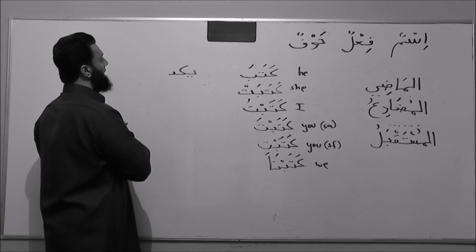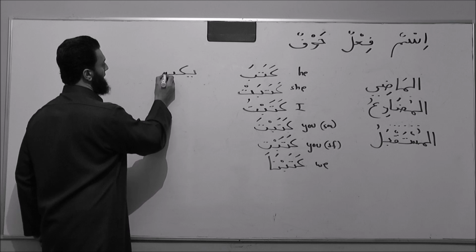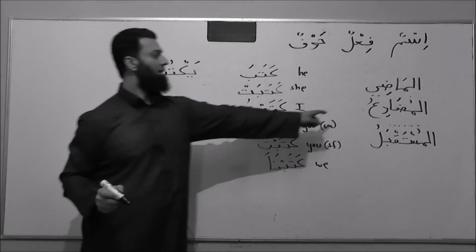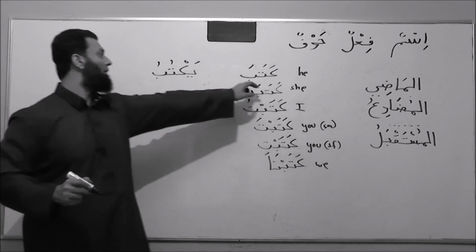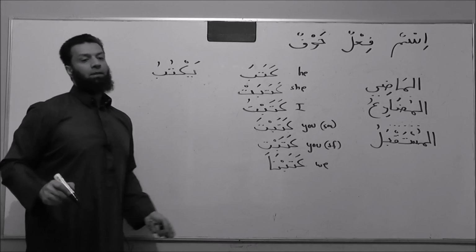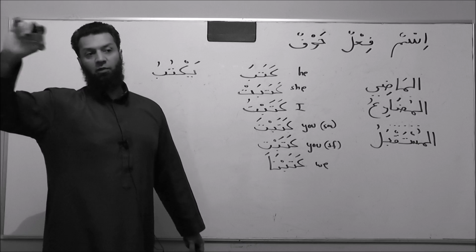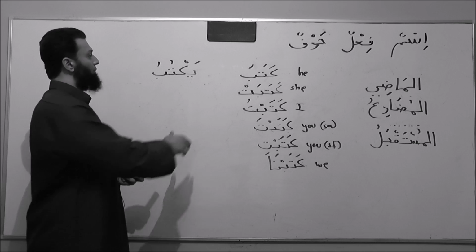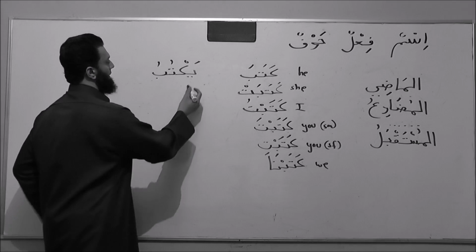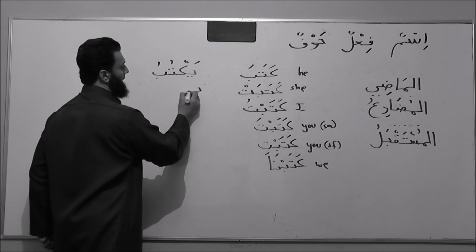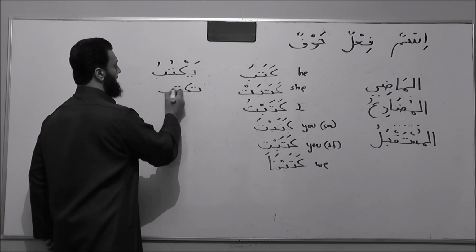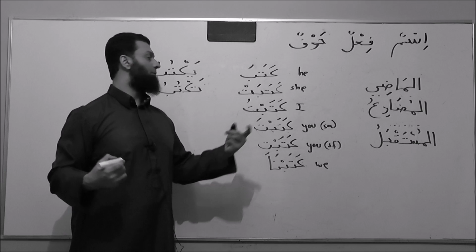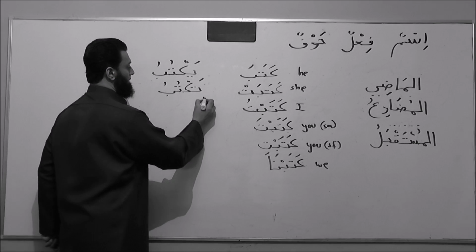So, yaktubu. That is the present tense al-mudari'u of kataba. So if kataba means he wrote, i.e. in the past, an action which is now complete, yaktubu is the present, he is doing it now. She wrote is taktubu, so the beginning here changes. Taktubu, she is writing. I am writing is aktubu.